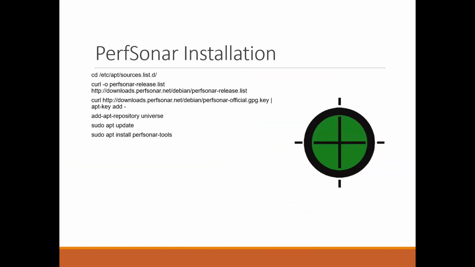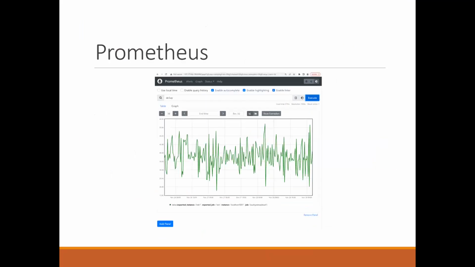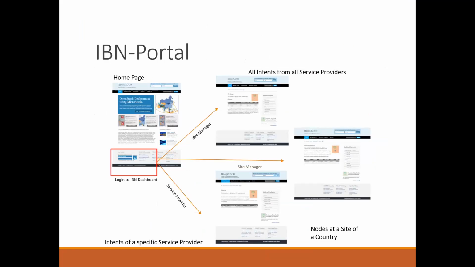So this is how the perfSONAR installation has been done. An Ubuntu based operating system is used, and this is how the perfSONAR installation is done. Then Prometheus: this is how Prometheus has stored the data. And this is how the IBN portal and different node sites have been active. OpenStack cloud has been active on the different node countries, including PAN.